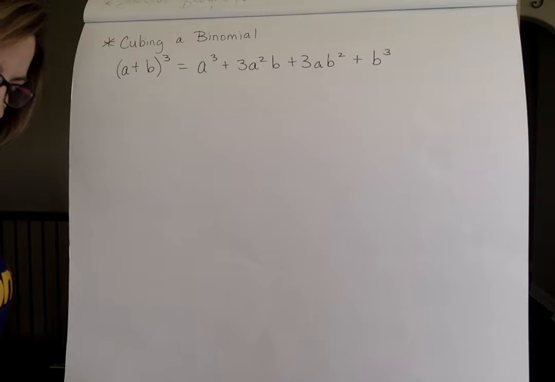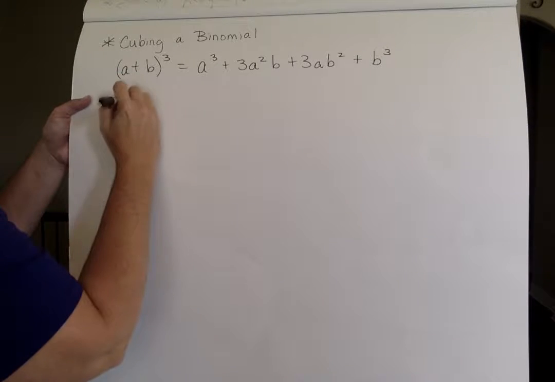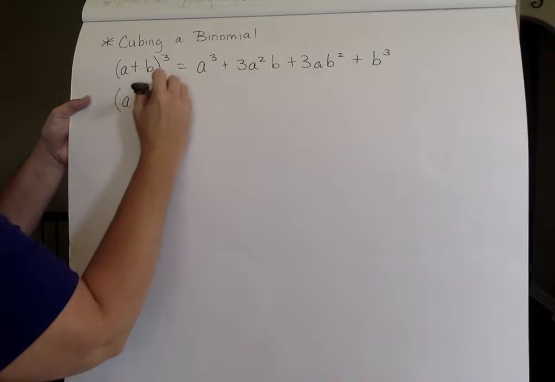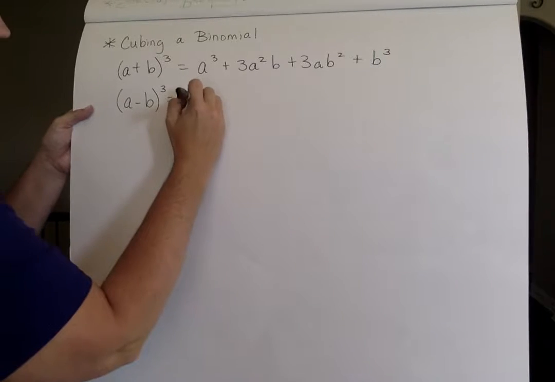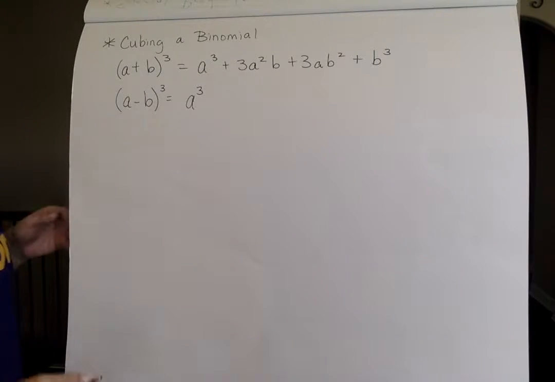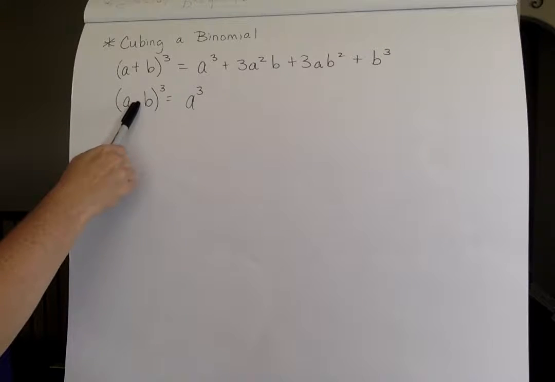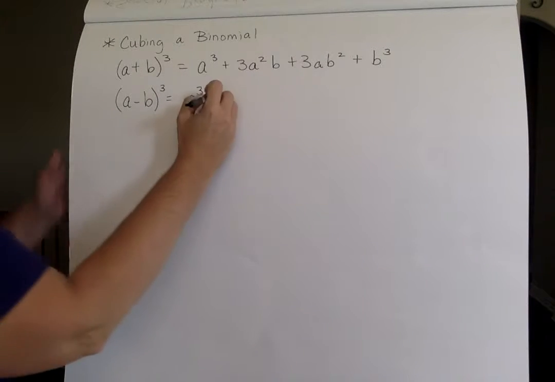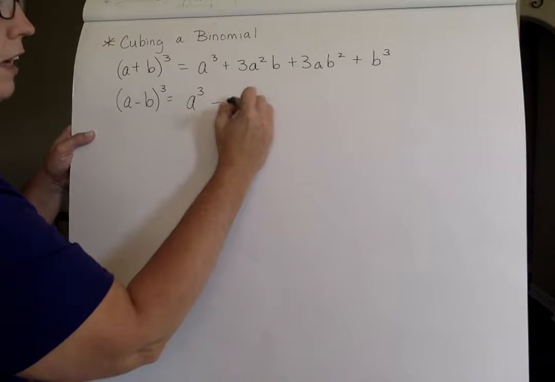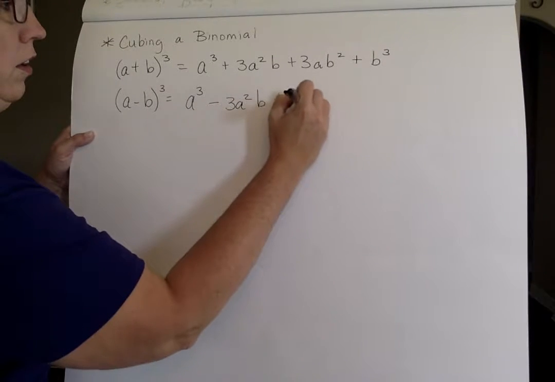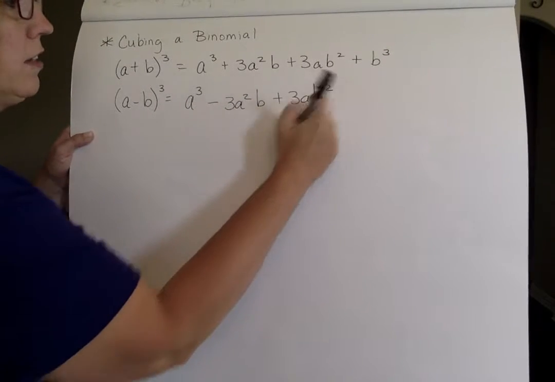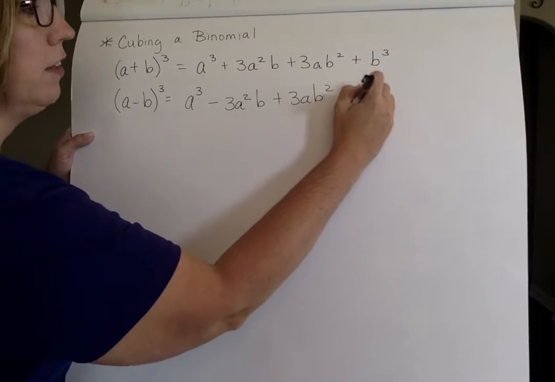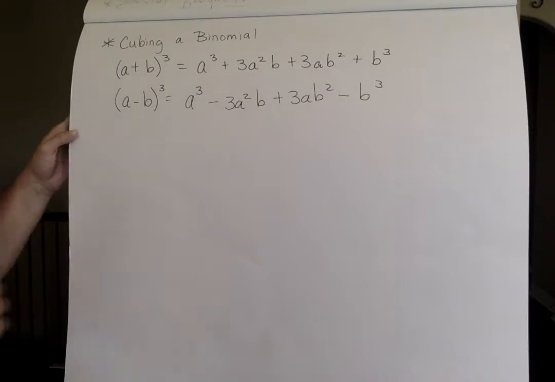Okay. Next, we also have a minus b cubed, which is very similar, except that because b here is technically negative, anytime I have an odd power of b, the term is going to be negative. But if I square b, obviously it makes it positive, and then this b cubed would be negative.